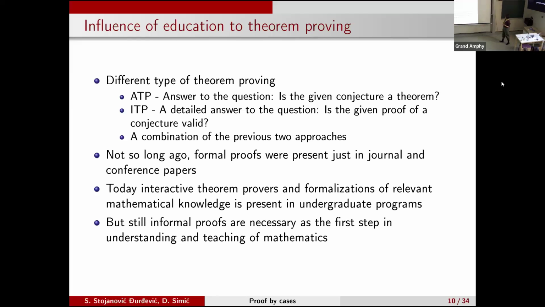If we look at theorem proving in general, in the beginning automated theorem provers were made to just answer the question: is the given conjecture a theorem? So a yes or no answer was acceptable, and it is acceptable even today in a lot of contexts. But interactive theorem provers gave a lot more detail while answering the question: is a given proof of a conjecture valid?